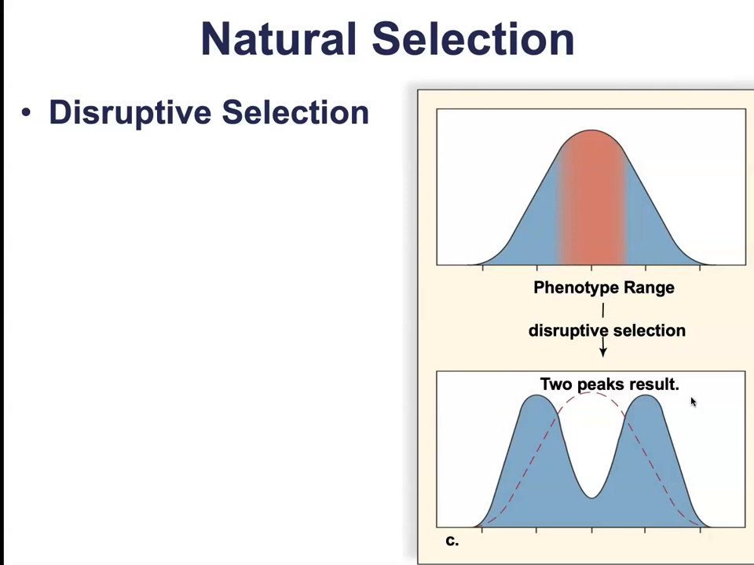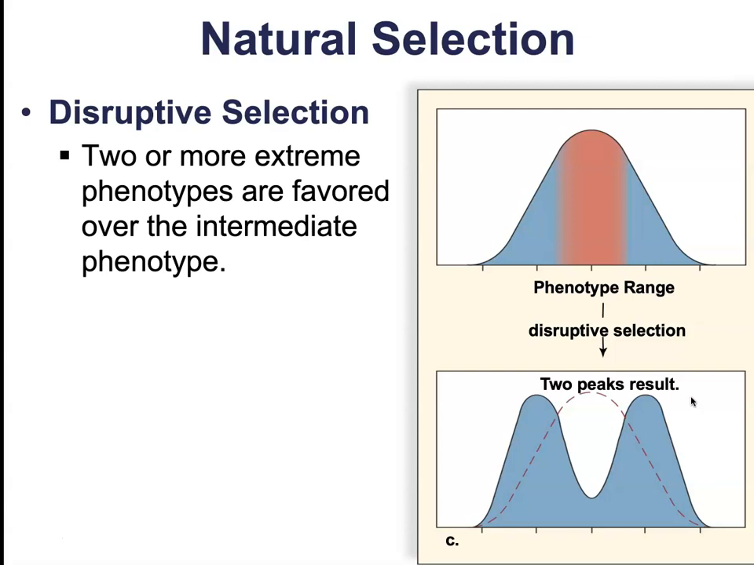Disruptive selection is going to be just that. It's going to be disruptive. In this case, two or more extreme phenotypes are favored over the intermediate phenotype. In this case, what started off as an original phenotypic range is going to spread into two peaks. Great example of this would be British land snails.